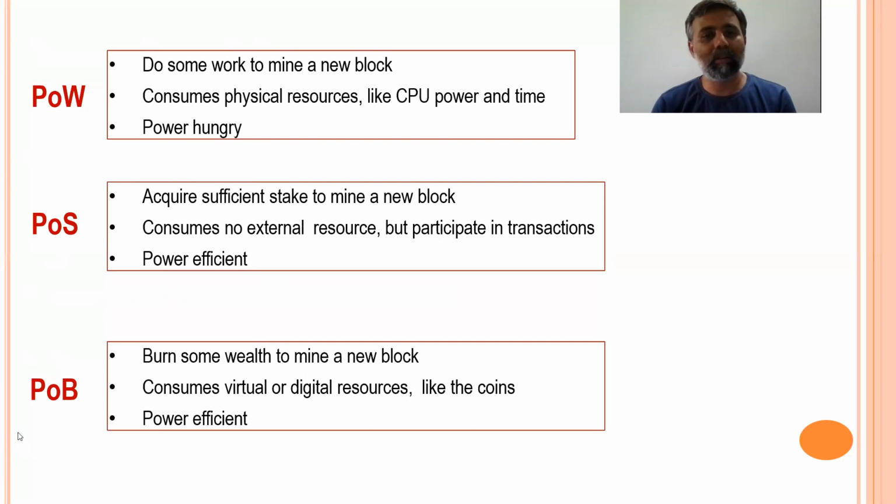In proof of burn, we have to burn some wealth to mine a new block. So it will resist unnecessary attacks. But this proof of burn consumes virtual resources like coins, not physical resources, as I said. And I said it is power efficient.